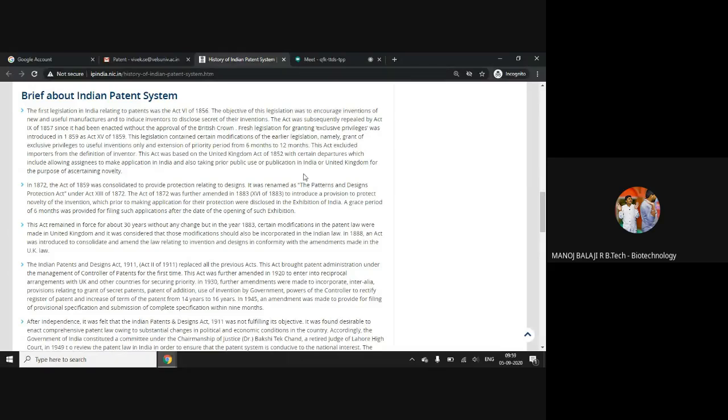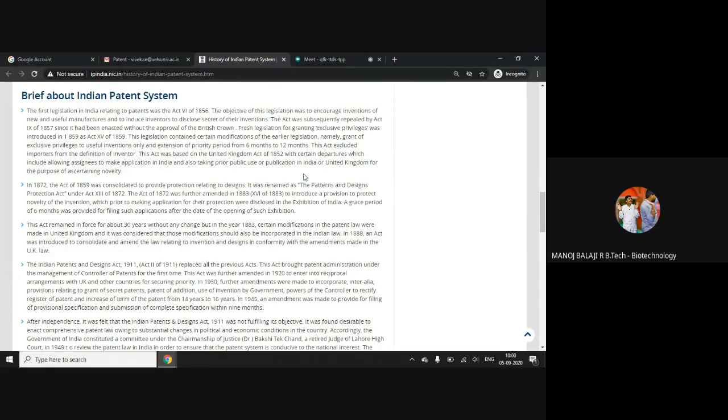The first law in India relating to patents was the Act 6 of 1856. The purpose of this law was to encourage the discovery of new and useful products and to inspire inventors to reveal their secrets. This law was repealed by Act 9 of 1857 because it was passed without the approval of the British Crown. Later, a new law for granting exclusive privileges was introduced in 1859 as the Act 15 of 1859.